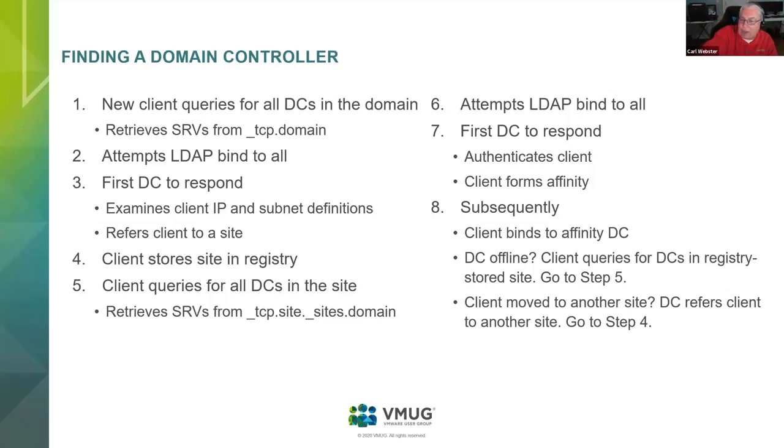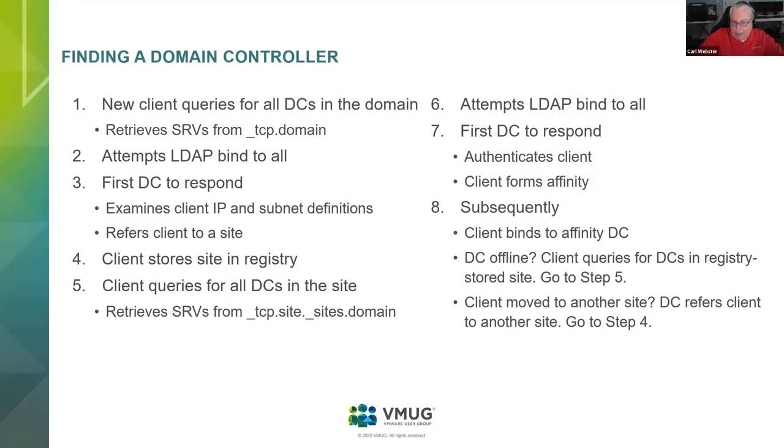The next time the clients come on, the domain controller that authenticated them previously, as we saw back here in step 3, is going to examine that client's IP. It's going to look, do we have any new subnet definitions? Oh, we do. The subnet is now affiliated with this site. It's going to go to DNS and say, I need all the domain controllers in this new site. The first DC that responds then becomes the authenticating domain controller.